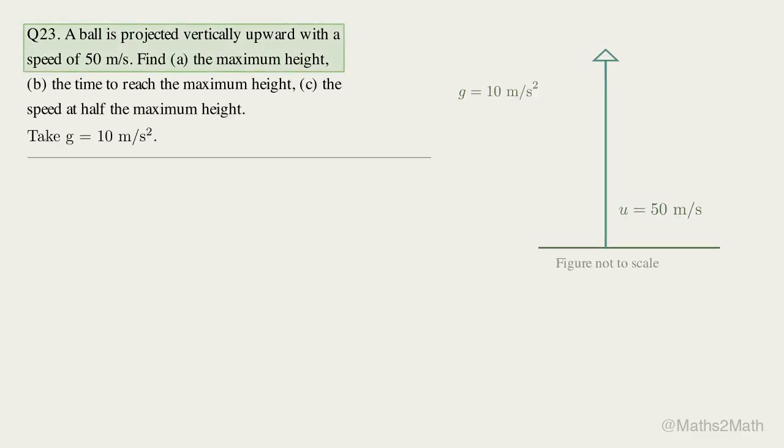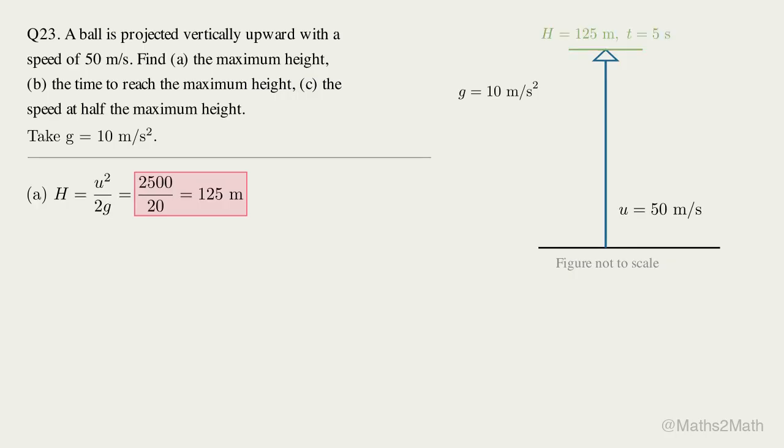Question 23. A ball is thrown straight up at 50 meters per second. Take g equal 10. Find the maximum height, the time to reach it, and the speed at half that height. What does this mean? At the top, the velocity is 0. Use v squared equals u squared minus 2gh. Maximum height, u squared over 2g, that is 2,500 over 20, 125 meters.